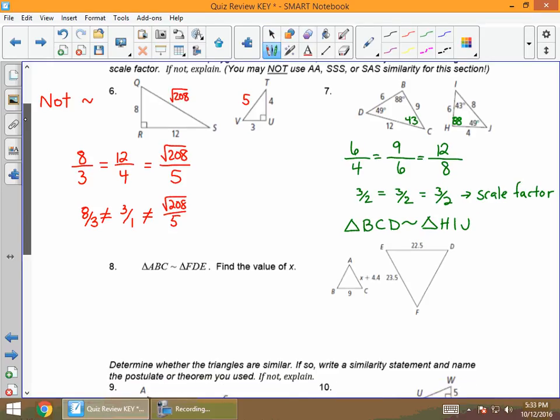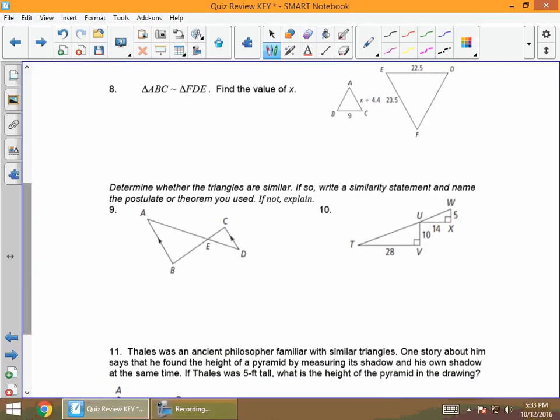All right, let's jump down here to number 8. Number 8, these are some different directions. It says triangle ABC is similar to triangle FDE, and it wants us to find the value of x. So the first thing I'm going to do is write out my extended ratio. My first triangle has sides AB, BC, and CA. And now I'll find the corresponding pair. So if it's AB, it has to be FD, BC has to be DE, and CA has to be EF.